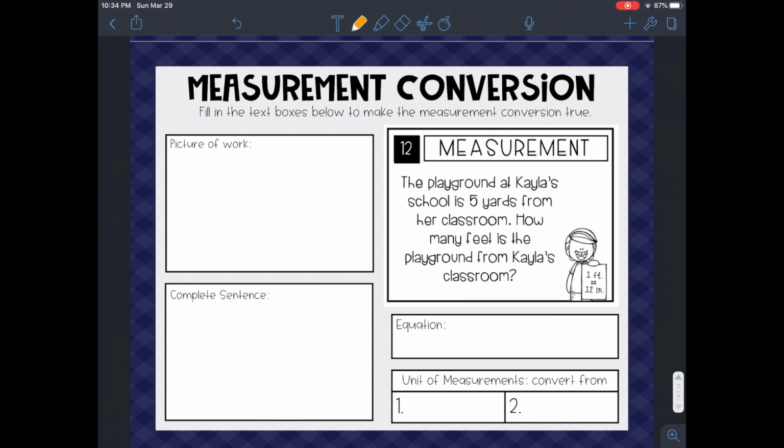Now we're moving on to word problems with measurement. So we're going to give this a try. It's just like regular word problems we look at in class. The very first thing I'm going to do is read this problem 2 times. So go ahead and read this problem twice. The playground at Kayla's school is 5 yards from her classroom. How many feet is the playground from Kayla's classroom? So we know we're going from yards to feet.